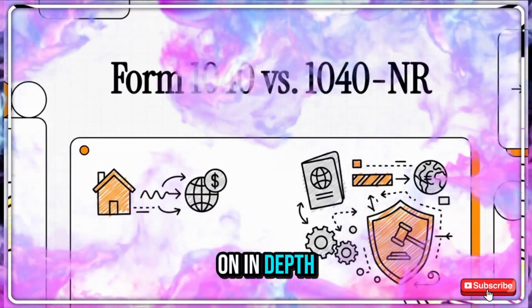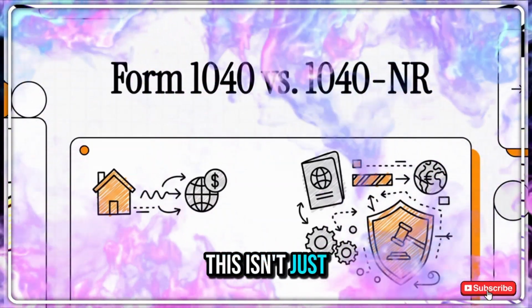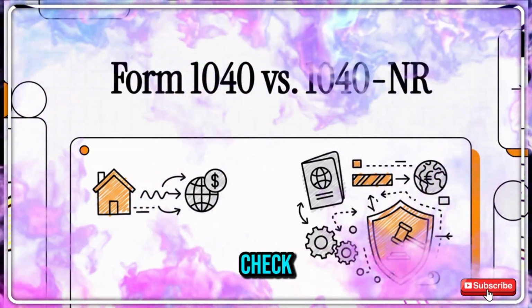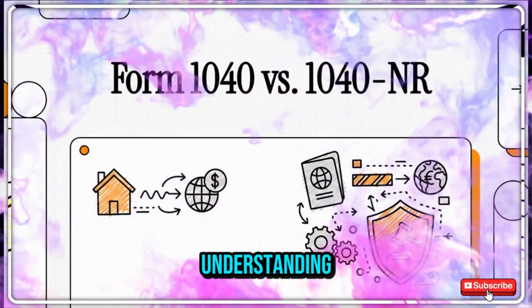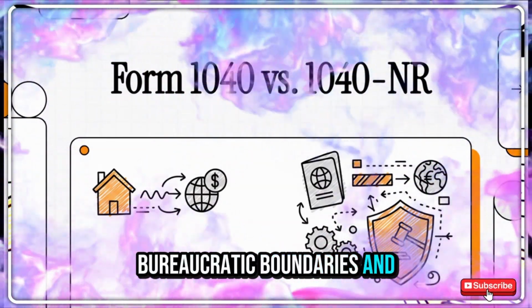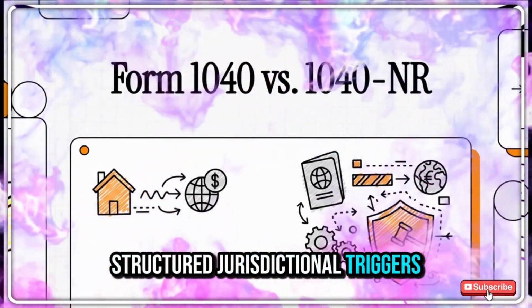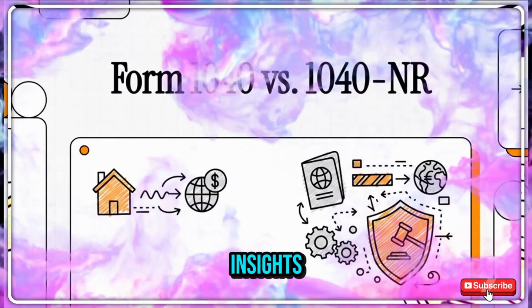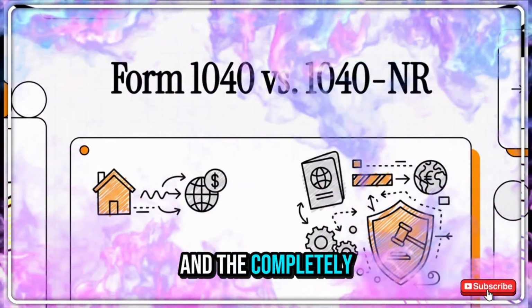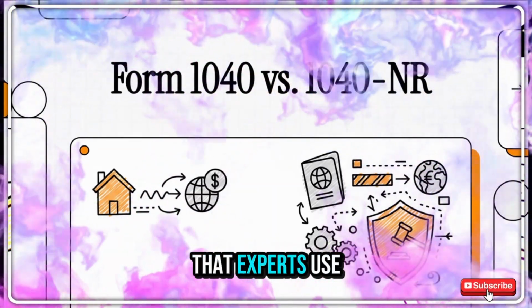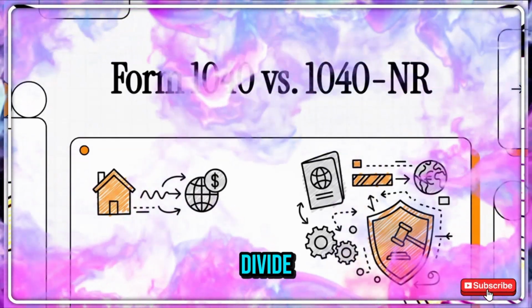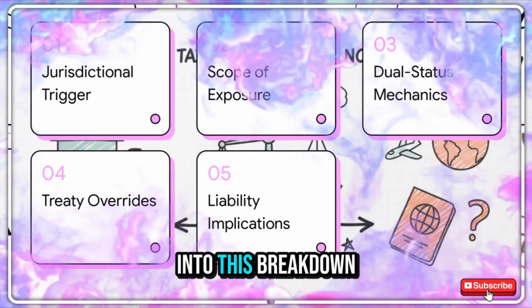You see, based on in-depth expert analysis, this isn't just about figuring out which boxes to check. It's about fundamentally understanding bureaucratic boundaries and how they operate as rigid, highly structured jurisdictional triggers. We're going to look at the actionable insights, the implicit assumptions, and the completely non-obvious details that experts use to navigate this divide. Okay, let's dive into this breakdown.